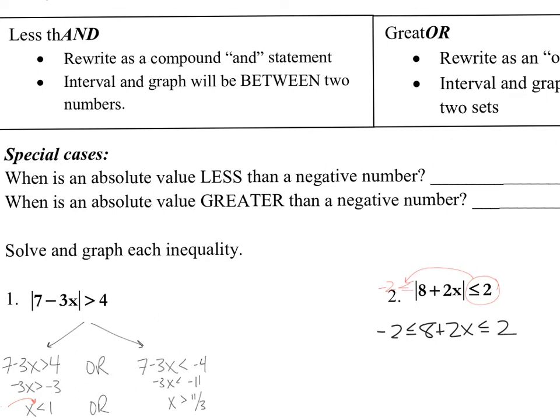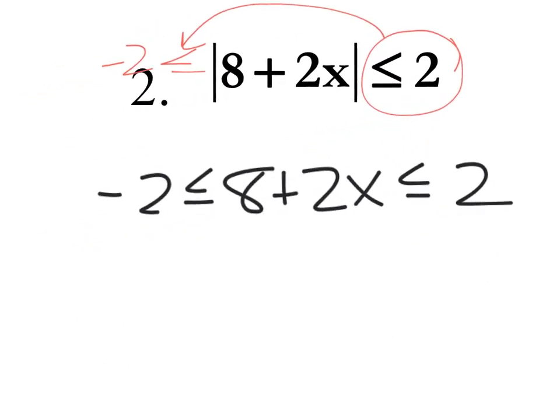You just bring the two over with a negative sign and keep your compound inequality. That's what this is called when you have two different inequality signs: a compound inequality. And then once I shade, I'm going to shade in between whatever number this is and whatever number this is after I get the x by itself. And that's how you do all of the less than questions.